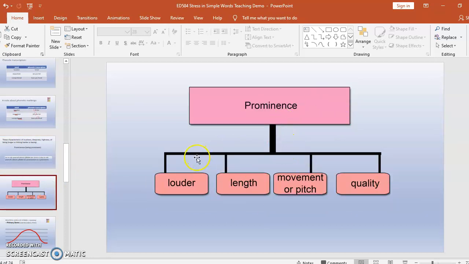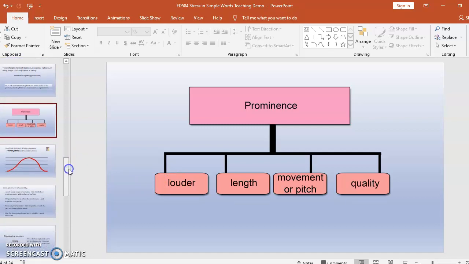And so prominence has the characteristics of being louder. There's length involved, the duration, the movement or pitch in the word, and then the quality. So the quality is dealing with how the sound is heard, in terms of the placement of where it is in the sentence. So for example, do you want a pencil? Sure, I want a pencil. So like a pencil and a pencil. Okay, so that's the placement will also determine the quality and the prominence.